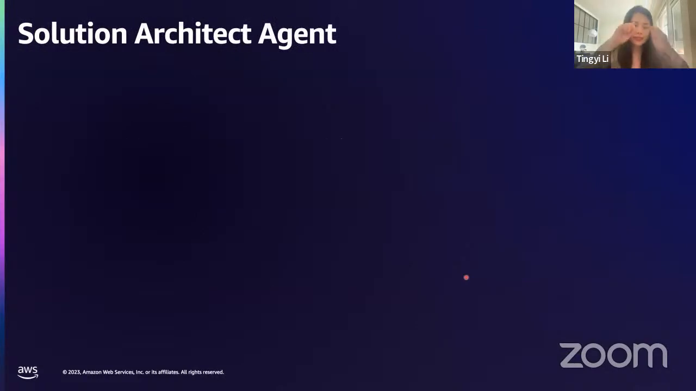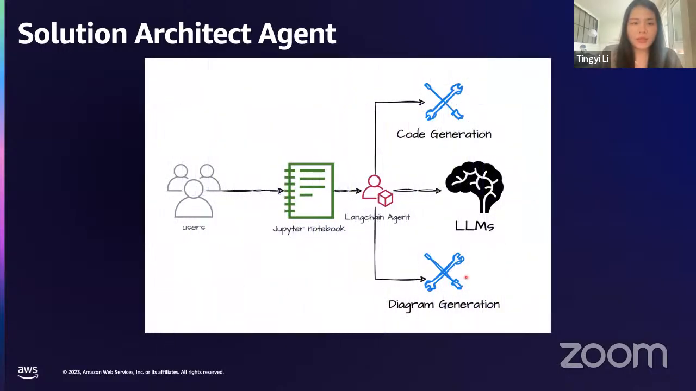So now let's see an example. For instance, I'm a solutions architect, so my job is going to be taken by AI soon. Let's build a solutions architect agent. For instance, the agent needs to perform two tasks. Based on the user's question, it should either implement a code generation or a diagram generation.